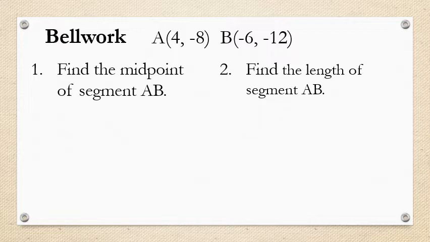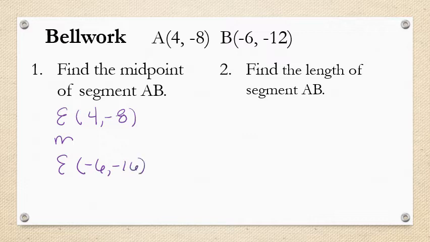All right, welcome back. If we are going to find the midpoint of segment AB, I teach my classes to do IMI. So we have some point (4, -8), and we have some point (-6, -12). And this point in the middle is going to be the average. So for the x's, I'm going to add my two x coordinates and divide by 2. 4 plus -6 is -2, divided by 2, which is -1 for my x coordinate.